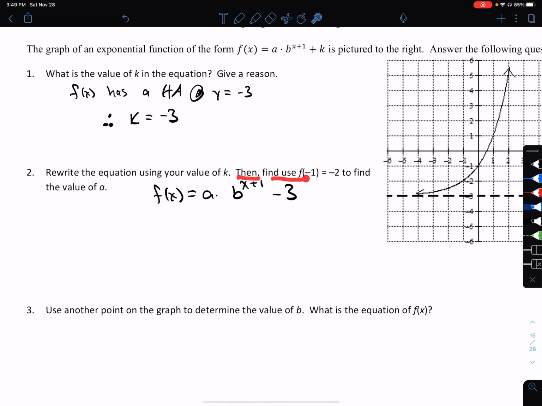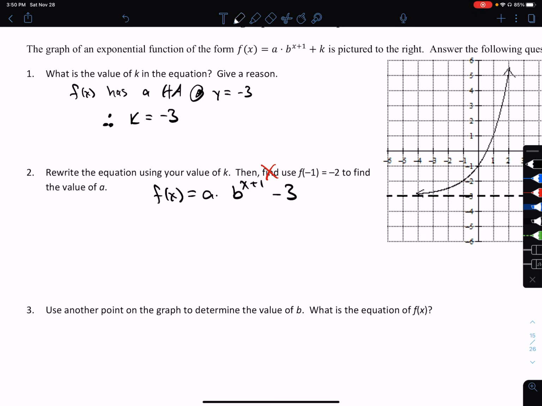Then find, use. Oh boy, that's a misprint. Then use the ordered pair -1, -2 to find the value of a. So why would they choose this ordered pair, -1, -2? I want you to think about that while we're doing this. See if you can figure out, of all the ordered pairs, why they chose that one. That's the ordered pair right here, -1, -2.